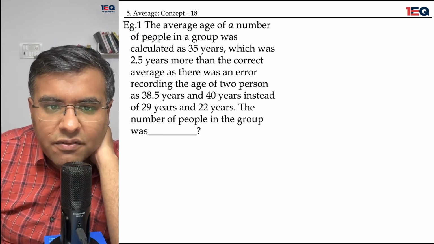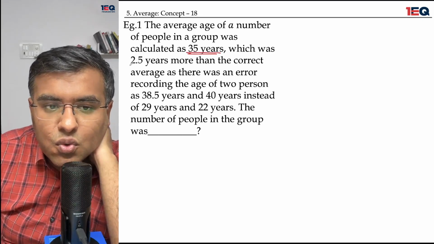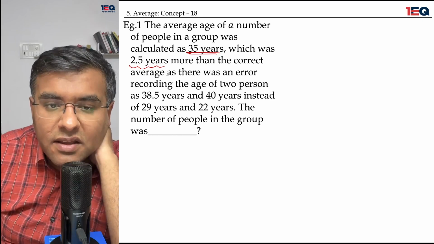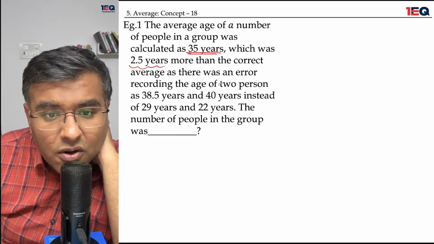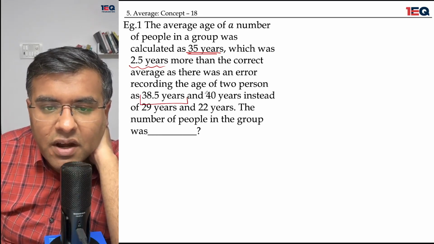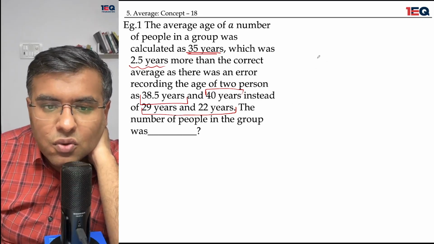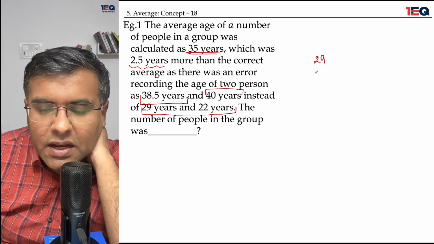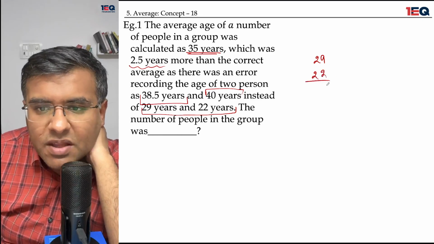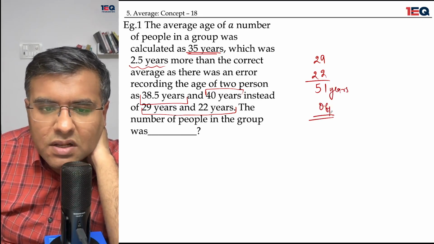The average age of a number of people in a group was calculated as 35 years, which was 2.5 years more than the correct average, as there was an error in the recording of the age of two persons as 38.5 and 40 years instead of 29 years and 22 years. So their original age was 29 and 22. Let me quickly sum them up, which would give me the value of 51 years. This was their original age.